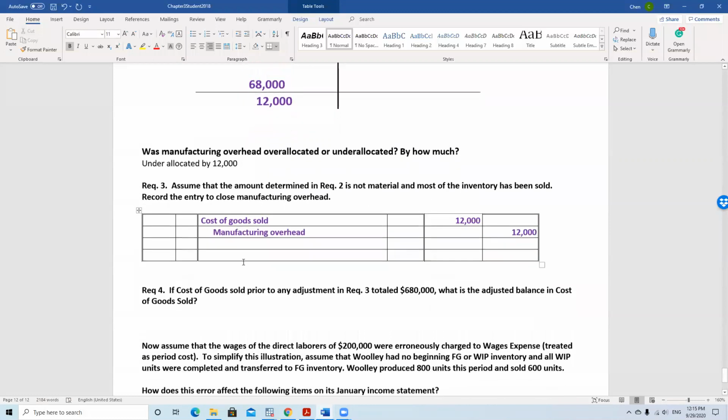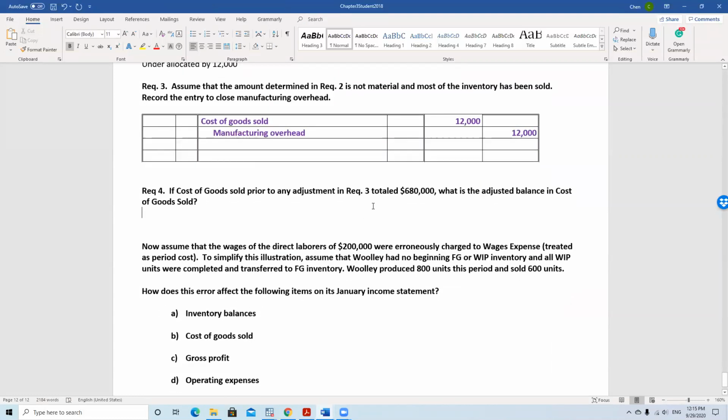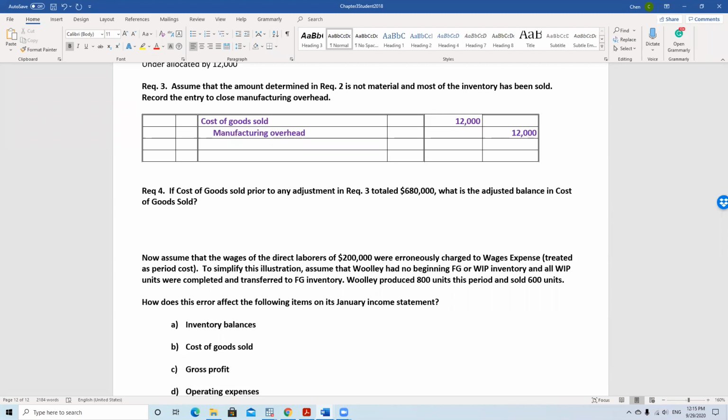Okay. If cost of goods sold prior to any adjustment in requirement 3 totals 680,000, what is the adjusted balance in cost of goods sold? So we talked about it in requirement 3 that we're going to increase our cost of goods sold, right? So now it's going to be 680,000 plus 12,000, and that is 692,000. Okay.